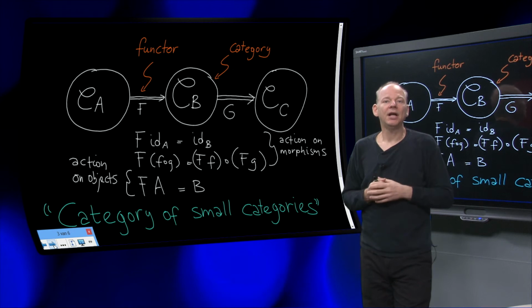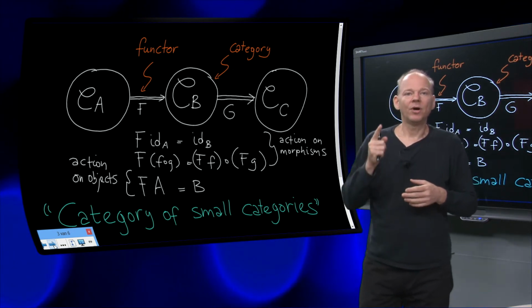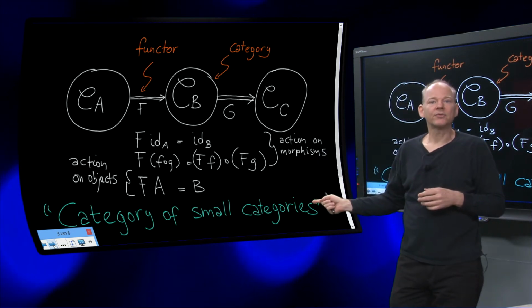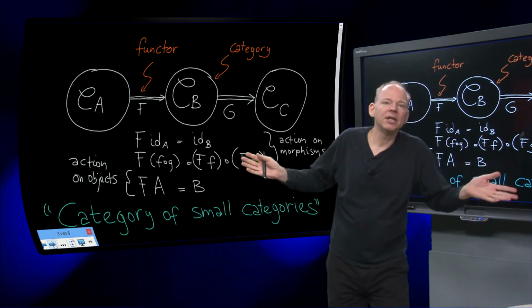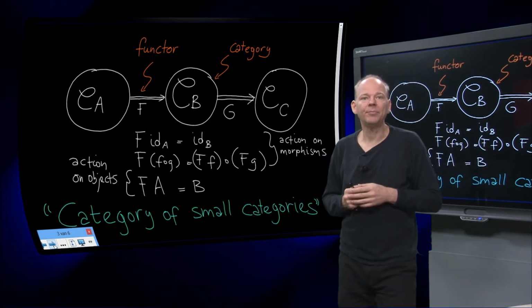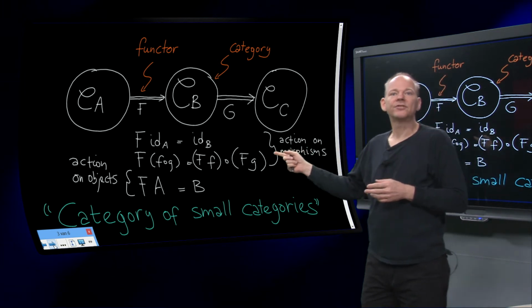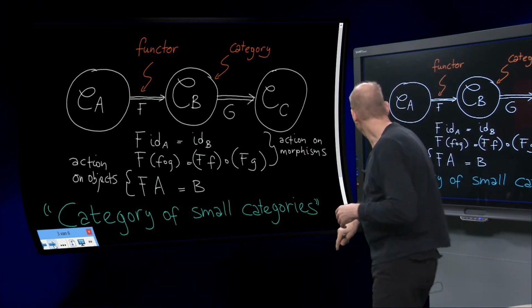Now, if we look at the rules for functors, what we recognize is that the functor, when applied to an object, is really a generic type. And when it's applied to morphisms, we see that it's the familiar map function.